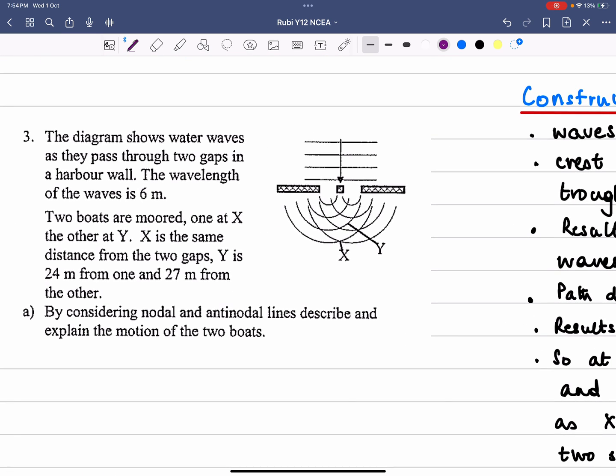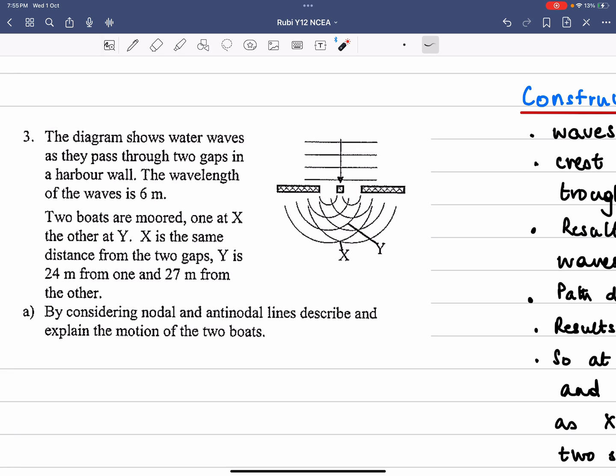So here's the question. The diagram shows water waves as they pass through two gaps in a harbor wall. These are the waves. These are what we call parallel wavefronts, and these lines represent the crests of the waves. In between two crests, you do have the troughs as well. Now it's going through two gaps. So these are the gaps.